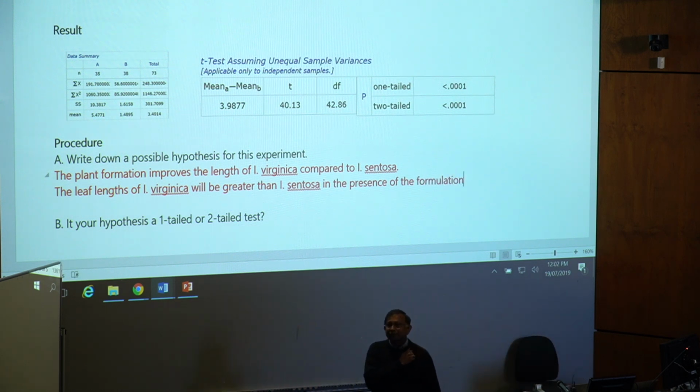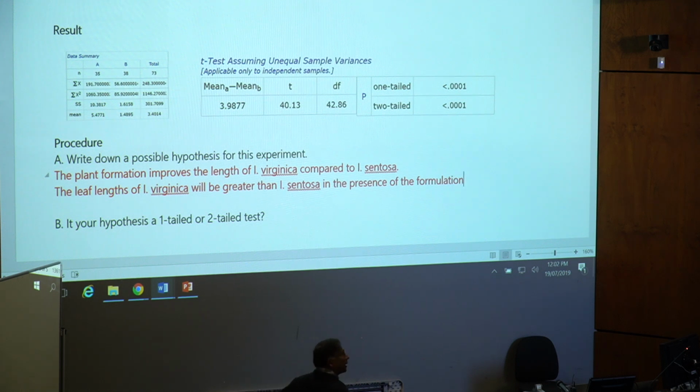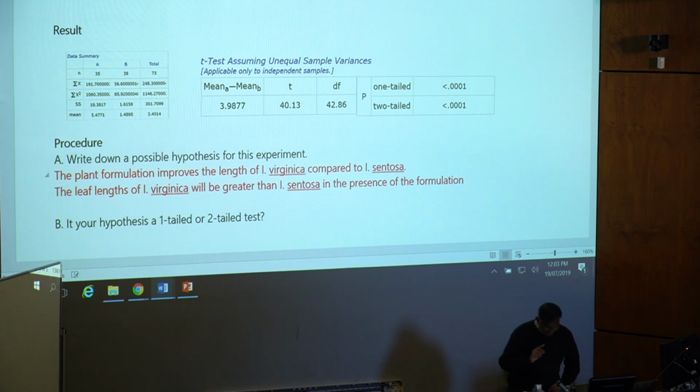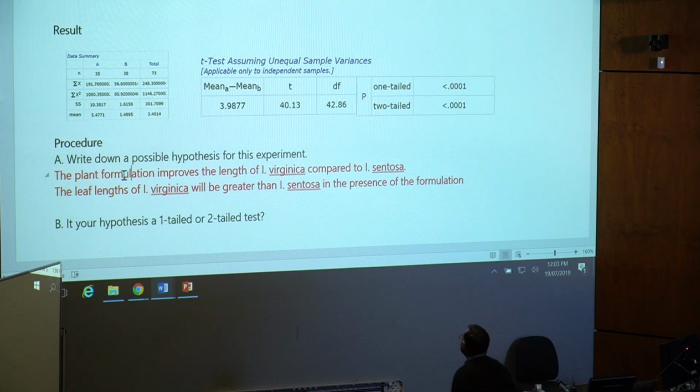So I've got two possible statements there. In the first one, I've just said the plant formulation improves the length. Okay guys, listen up. The plant formulation improves the length of I. virginica compared to I. centosa. Notice that it is not as specific as the second one, that the leaf lengths of I. virginica will be greater than or longer than I. centosa in the presence of the formulation.